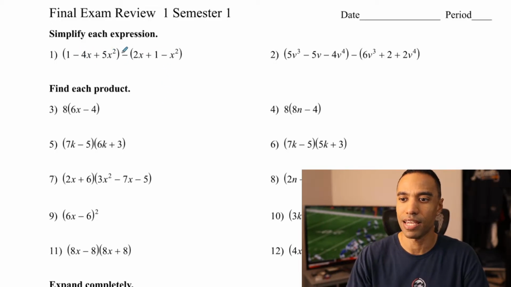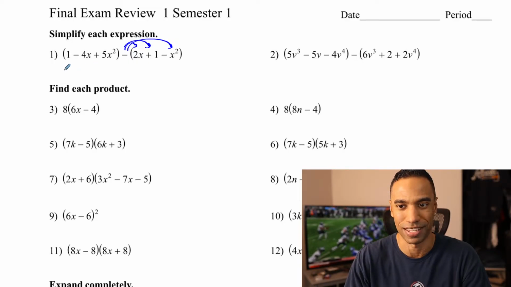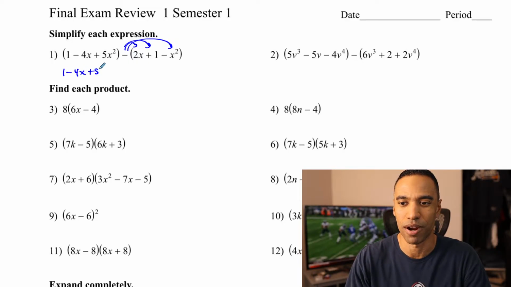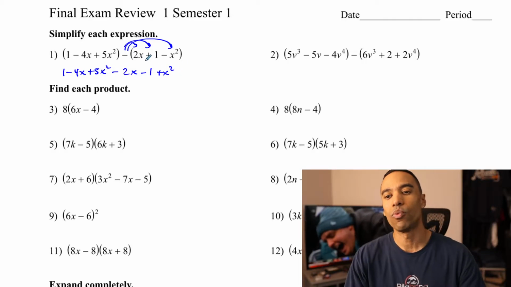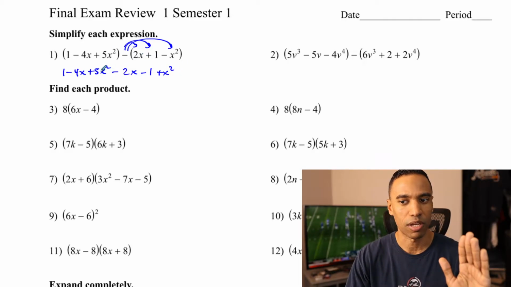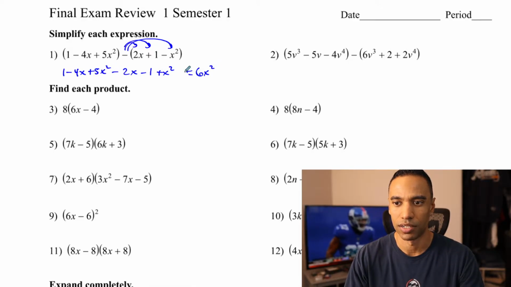Starting off, simplify each expression. So I have a negative to distribute right here. And again, I'm going to go fast as I can for some of these problems here as long as I write out the work. Distribute that negative: minus 2x minus 1 plus x squared. Now, you want to write this in standard form as well. So I'm going to combine my x squareds first. 5x squared plus 1x squared is 6x squared.